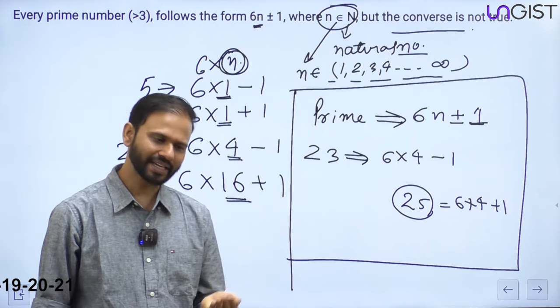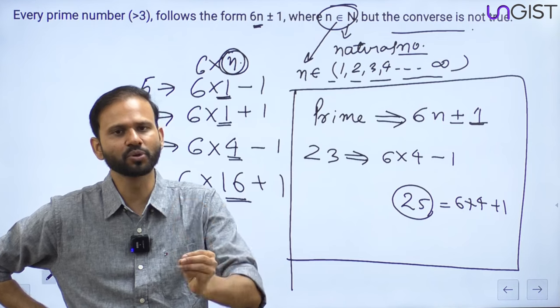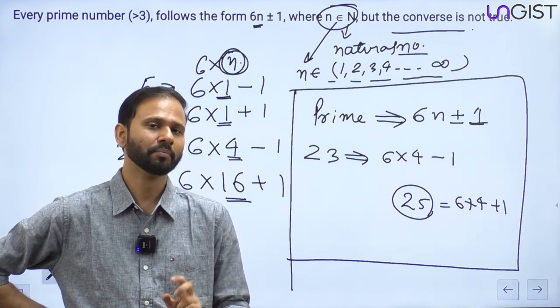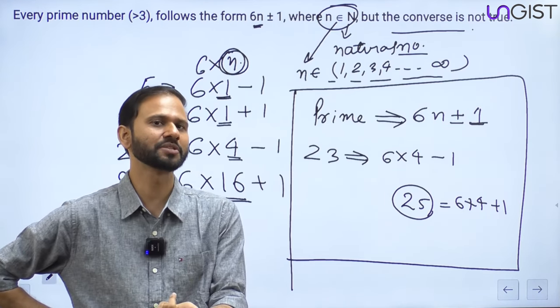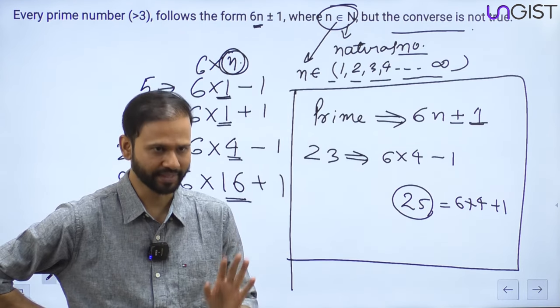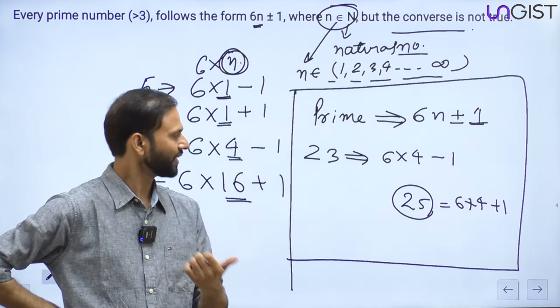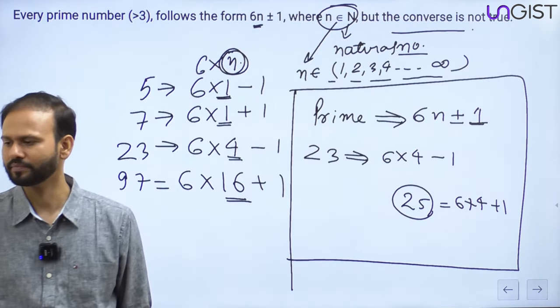So what I want to say is any prime number which is greater than 3 will definitely be following the form of 6n plus minus 1, but any number of the form 6n plus minus 1 may or may not be a prime number. Correct? Dekhiye. You want to write it down? Please note it down, please.